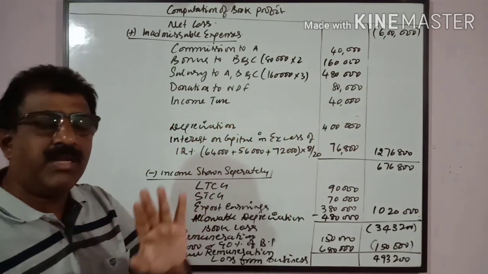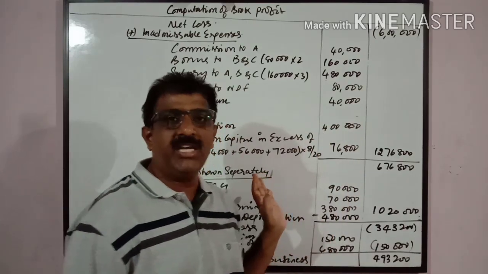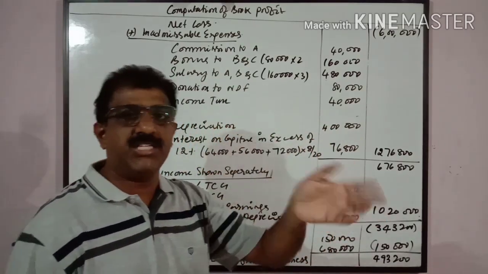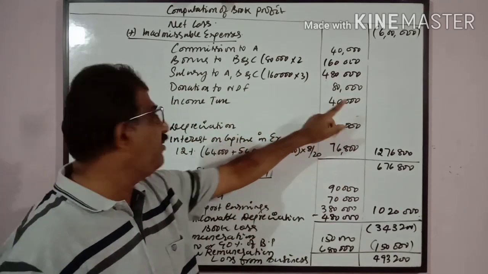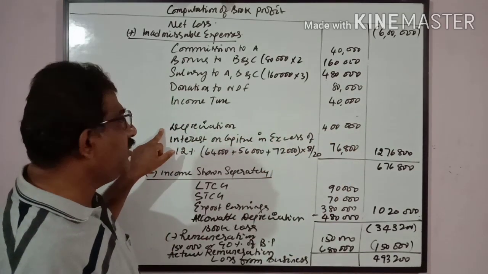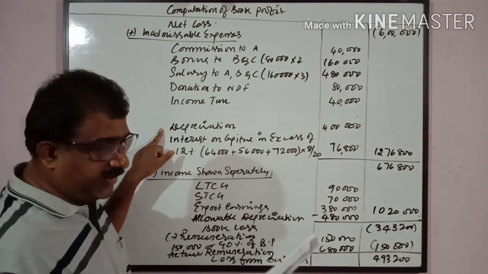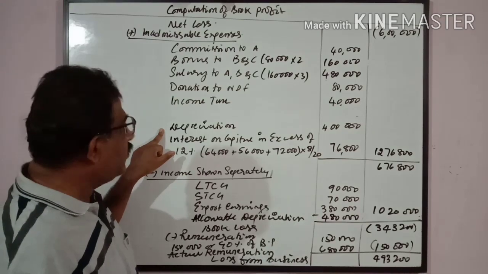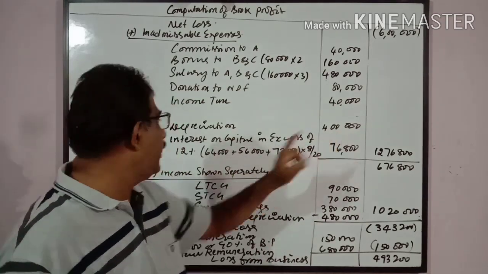Sales tax is given. Except sales tax, all other taxes are inadmissible. Sales tax or GST is admissible, so don't take it. Income tax is inadmissible, 40,000. Depreciation charged by the business is 4 lakhs, but actually allowed is 4,80,000. First I will add depreciation, whatever is charged by the business, 4 lakhs.